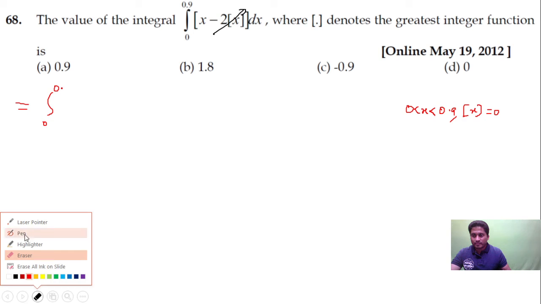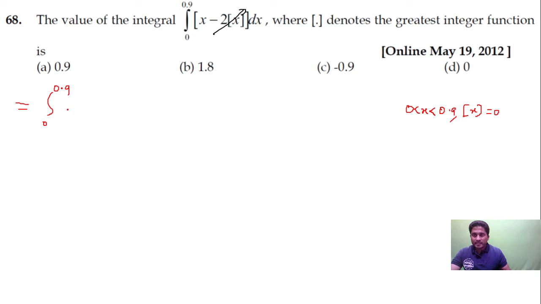Okay, this is 0 to 0.9. Again, this will be equal to box x. Okay, again between 0 and 0.9, box x will be 0. Answer will be 0. Answer is option D.